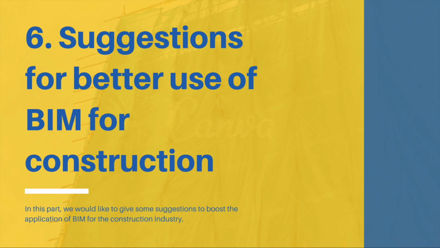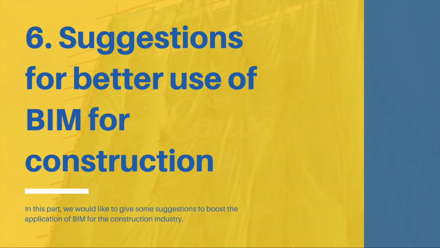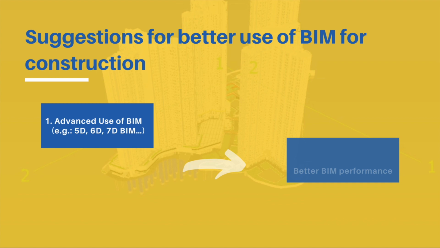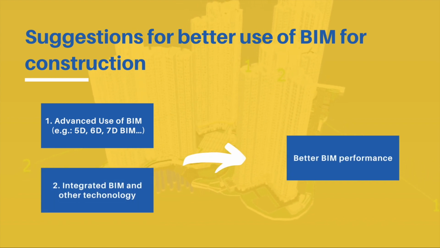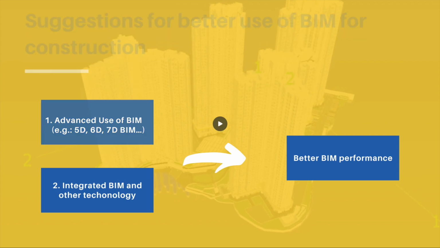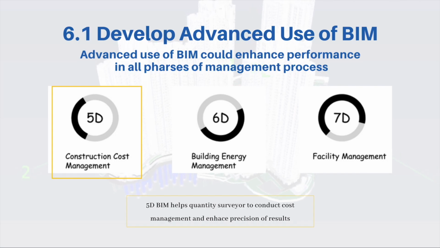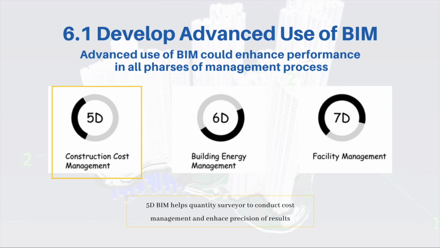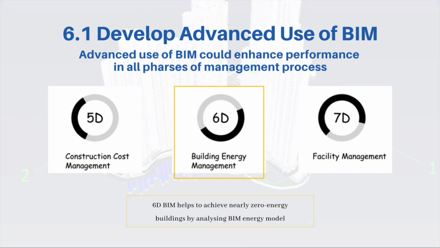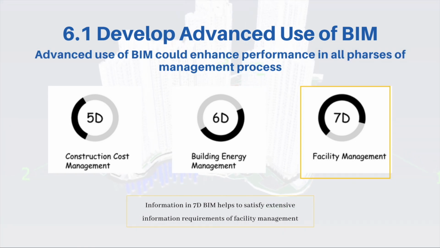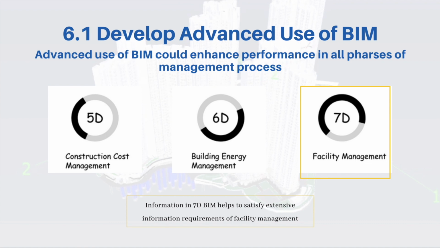Next, let's talk about what strategies can be used for better use of BIM for construction. There are two suggestions, including developing advanced use of BIM and integrating BIM with other technology. The first suggestion is developing advanced use of BIM. This could enhance performance in all phases of the management process. For example, 5D BIM benefits construction cost management. 6D BIM helps to conduct building energy surveys to achieve nearly zero energy buildings. 7D BIM contains enormous building information that helps to implement facility management.